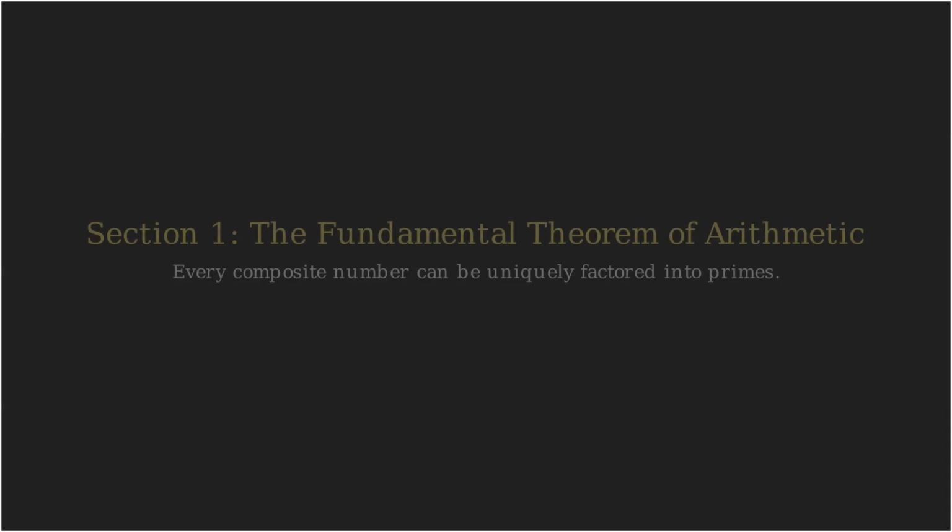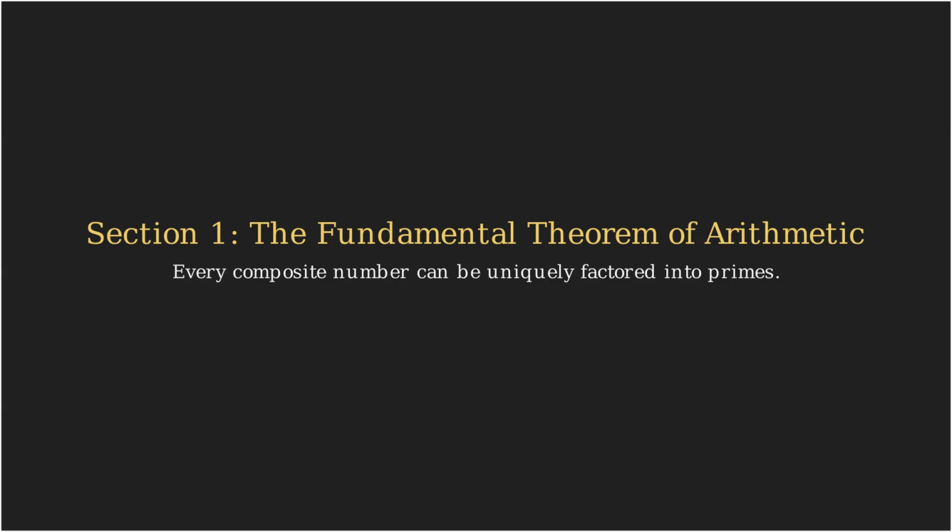Let us begin with Section 1. The fundamental theorem of arithmetic is the cornerstone of number theory. Stated simply, it asserts that any positive integer greater than 1 is either a prime itself or can be uniquely factored as a product of prime numbers, regardless of the order of those factors.